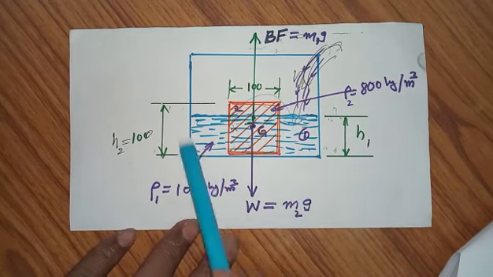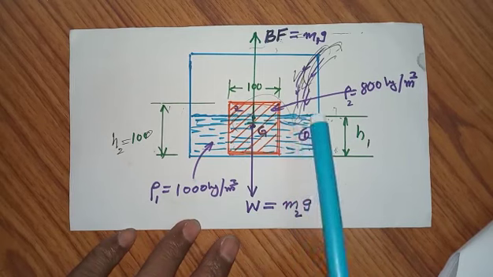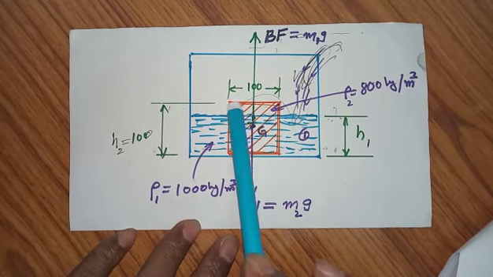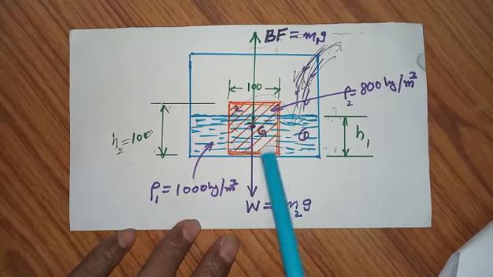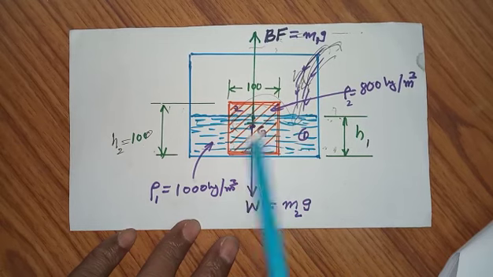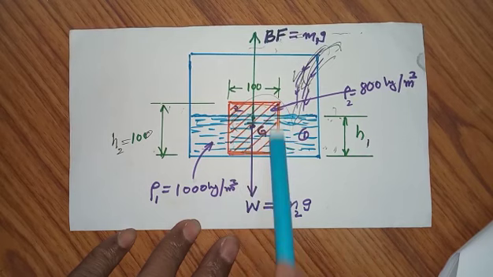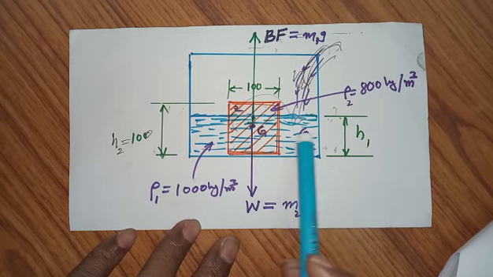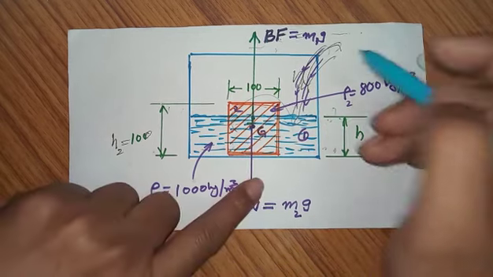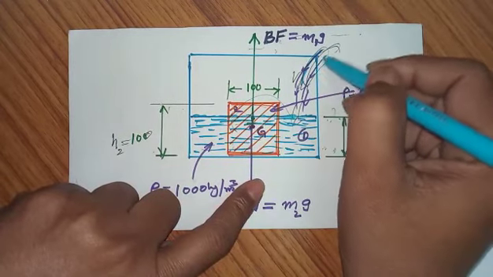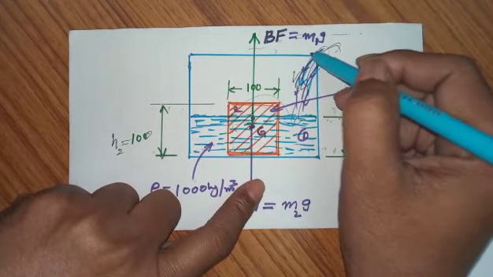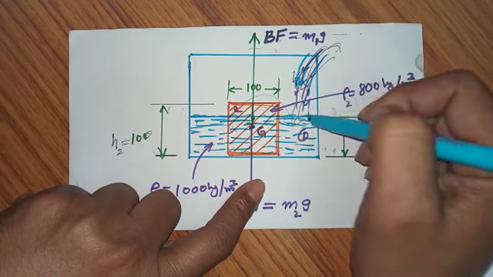Assume this is the container. A cube is placed, of a different material having density 800 kg per meter cube. The dimensions of the cube are 100 mm, 100 mm and 100 mm. And liquid is poured into the container like this.